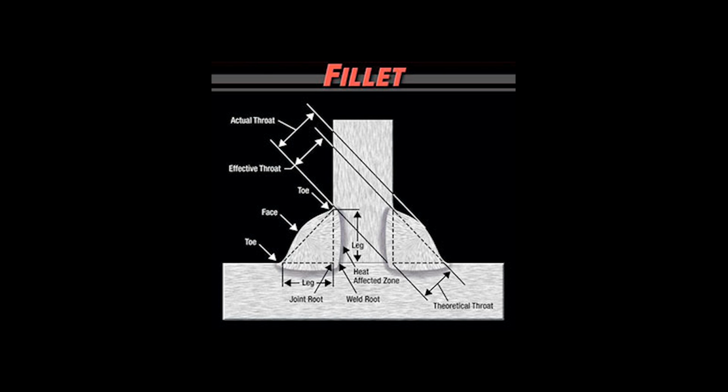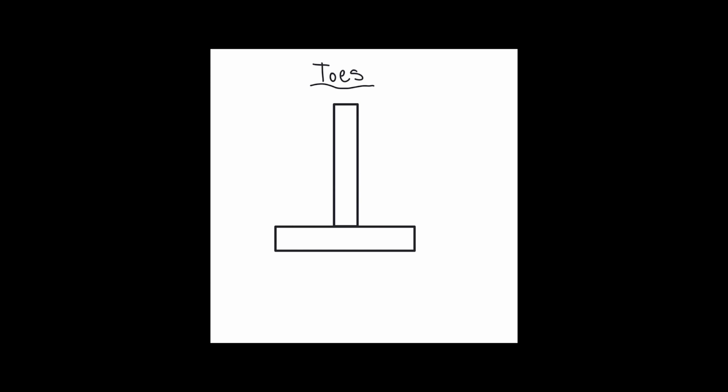And then you can see all this information that shows us what the legs are, what the toes are, what the face is, the root, and all the different types of throats. Now, again, this is a lot of information, so let me go ahead and break it down one by one. Let's start with the toes of the weld, since this is one of the easier parts to identify.